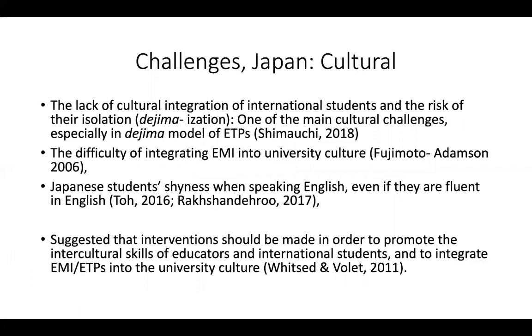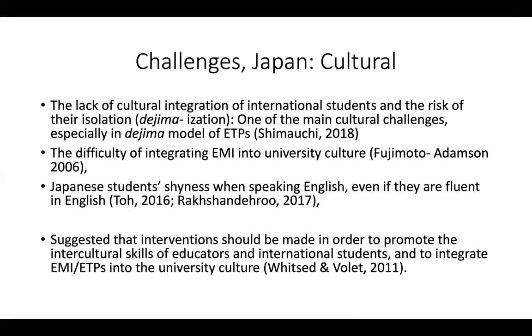A number of different challenges have also been pointed out in the case of Japan. Similar to Europe and Asia, the literature has mainly focused on the challenges. In terms of cultural challenges, firstly, the lack of cultural integration of international students and the risk of their isolation, or Dejimization, has been pointed out. Especially in the Dejima model of ETPs, where the main focus of ETPs is international students, they are relatively segregated and isolated from the mainstream group of students who are Japanese students.